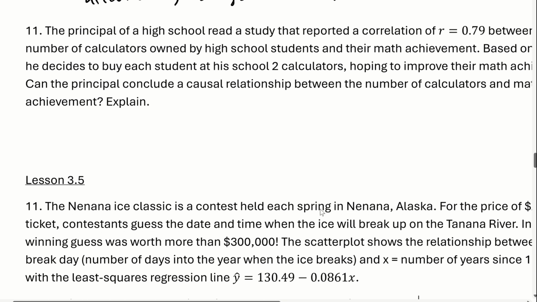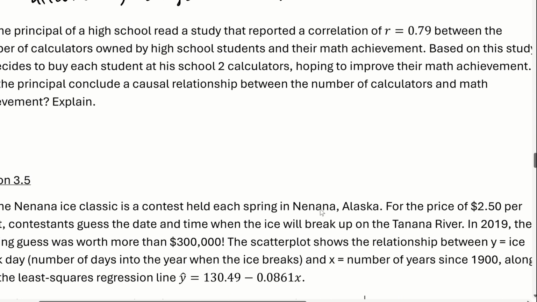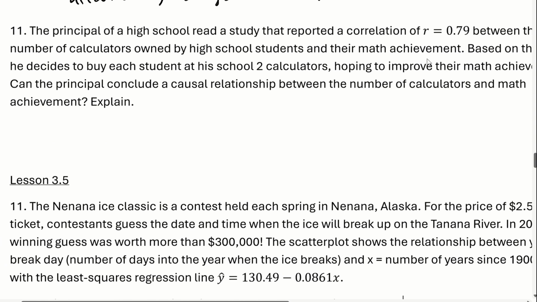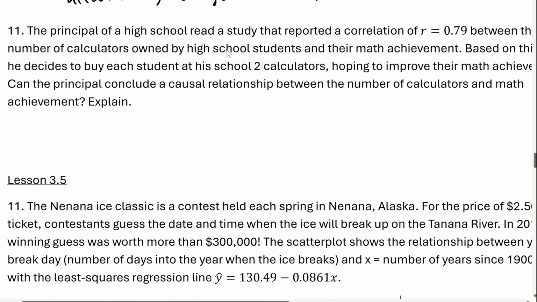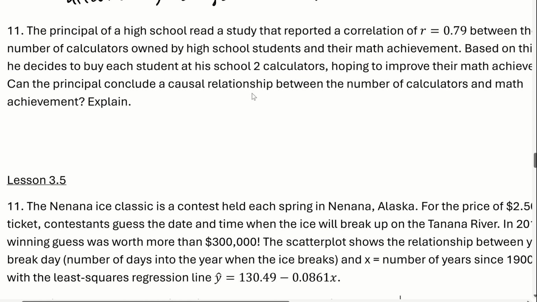All right, so next one. The principal of a high school read a study that reported a correlation of 0.79 between the number of calculators owned by high school students and their math achievement. Based on this study, he decides to buy each student at his school 2 calculators, hoping to improve their math achievement. Can the principal conclude a causal relationship between the number of calculators and the math achievement? Explain. In other words, can we conclude cause and effect?